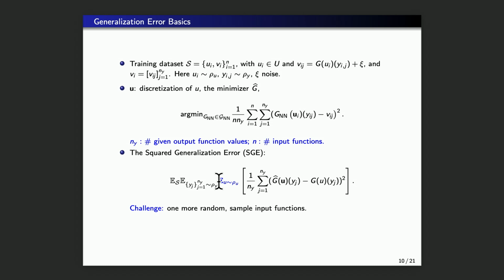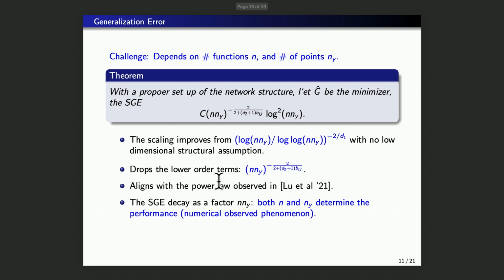For the classical work on function generalization, we just need to consider the point sampled from the domain. But for operator learning, we start from a function, so we need to first sample the function. This makes the proof a little bit different. Okay, so here is just to summarize the results.